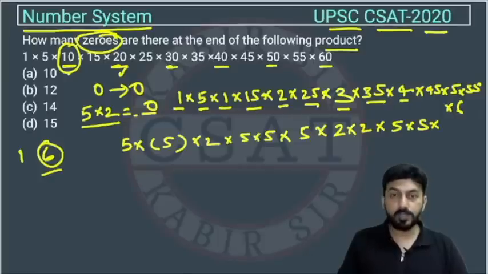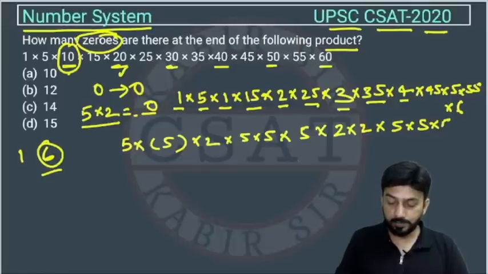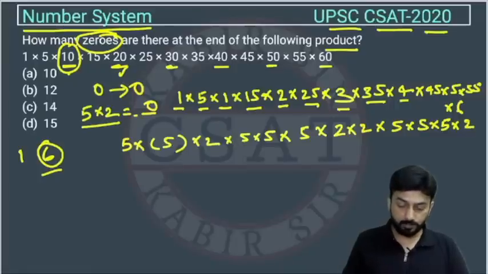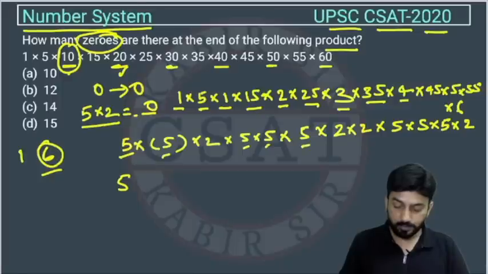So we will take only 5. 6 will be 3 into 2, so we will take only 2. 3 we will leave. So now we will see how many 5 are there. 1, 2, 3, 4, 5, 6, 7, 8.